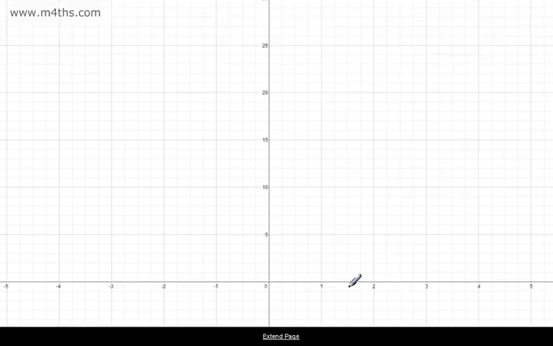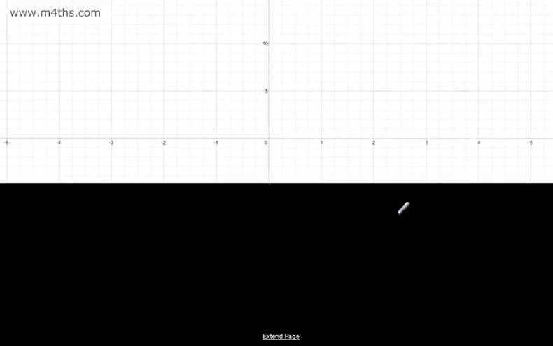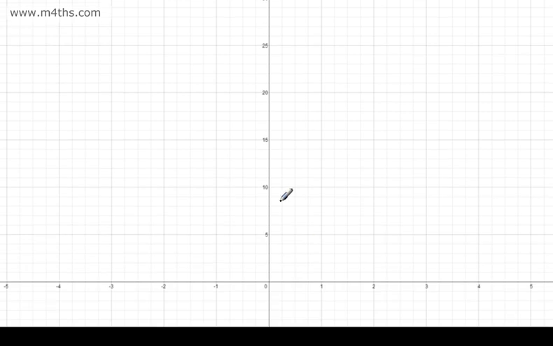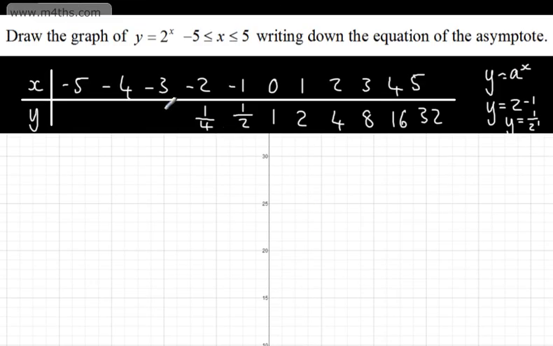Just remember with the rules of indices, let's write these down. The rules of indices: a to the -m is equal to 1 over a to the +m. So if I said, for example, 2 to the power of -3, that is 1 over 2 to the power of +3, which is going to give us 1 over 8. So we can go ahead and just put these in. So that's the one we're doing now. This is going to be 1 over 8, 1 over 16, and we're going to have 1 over 32.